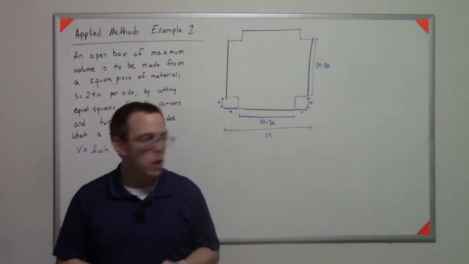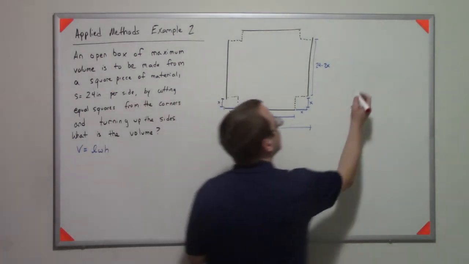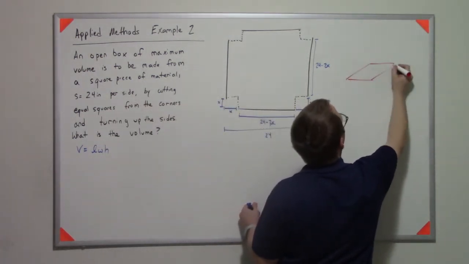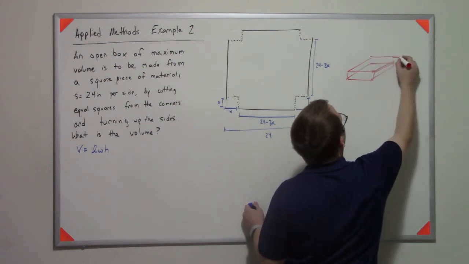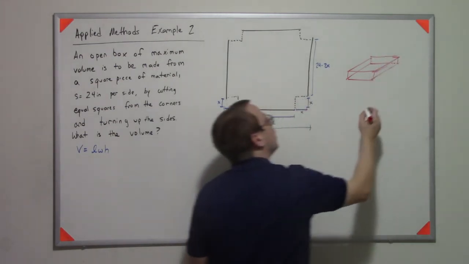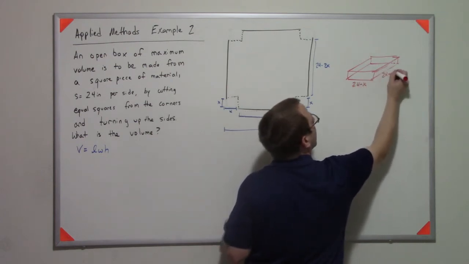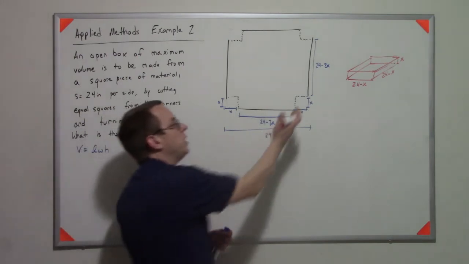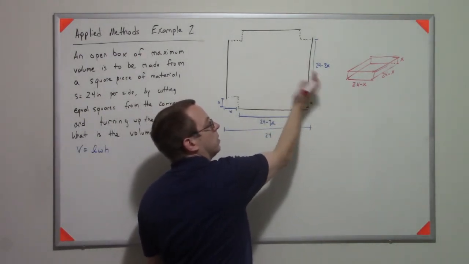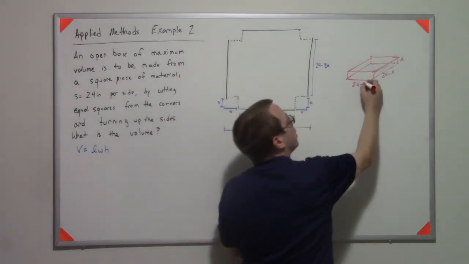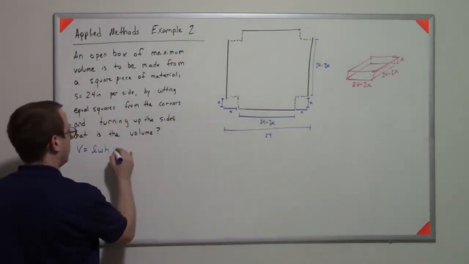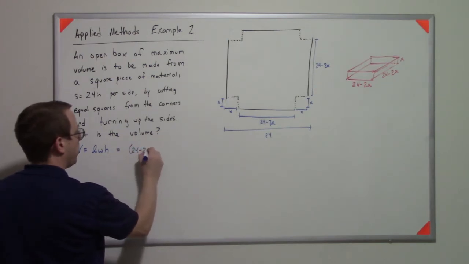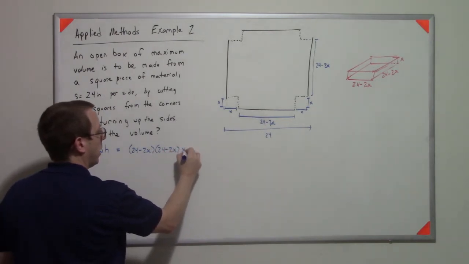So then, if I were to draw that as a box, that tells me that if I fold this side up, it has that width X, or that height X. So 24 minus 2X, 2X and X. So that tells me my length, width, and height are 24 minus 2X, 24 minus 2X, and X.